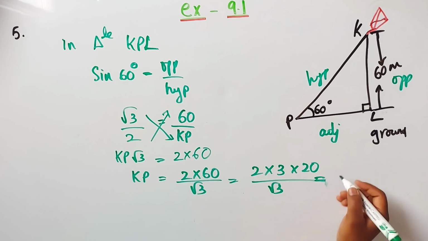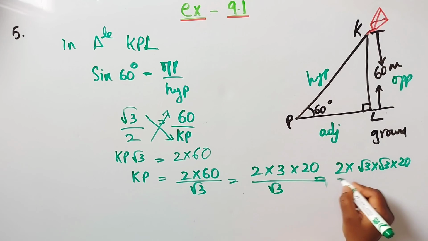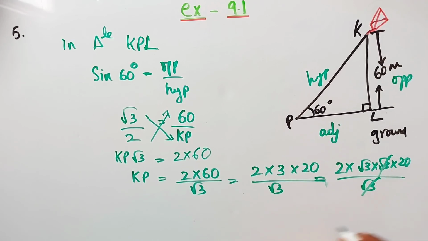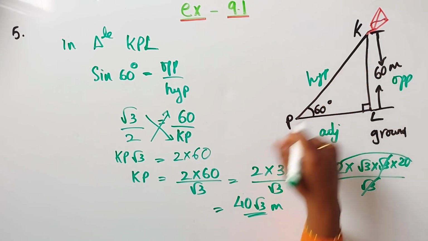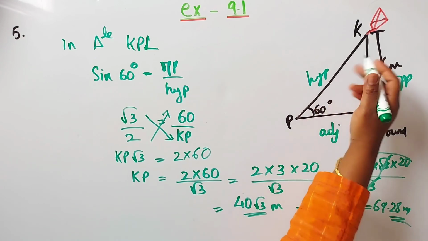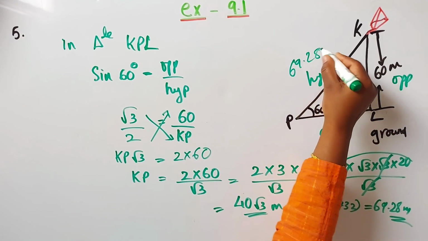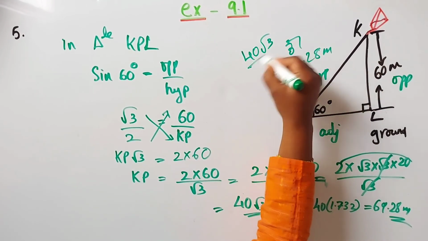Again we can split the 3 as root 3 into root 3, into 20, children, divided by root 3. Root 3 will get cancelled. 2 into 20, that is 40, root 3 already there. 40 root 3 meters is the string length, children. You can leave the answer like this. Otherwise 40 into 1.732, children, the root 3 value, that is equal to 69.28 meters is the string length, or 40 root 3. Right children?